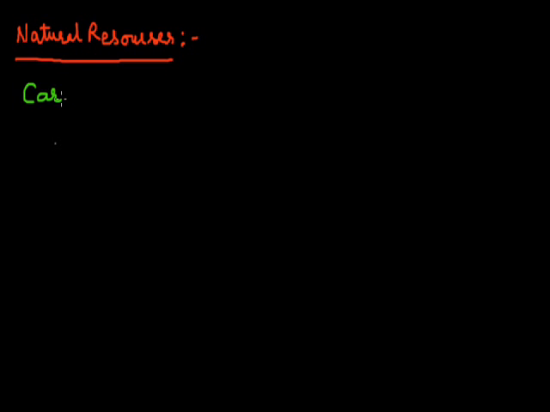What is carbon? Carbon is an element which is present in all the organic compounds. So how does carbon recycle in nature? The process through which it recycles in nature, we call the carbon cycle. Carbon is present in the atmosphere in the form of carbon dioxide. Carbon dioxide is a gas.